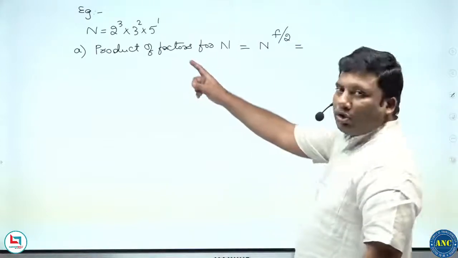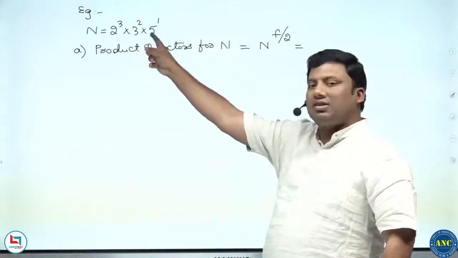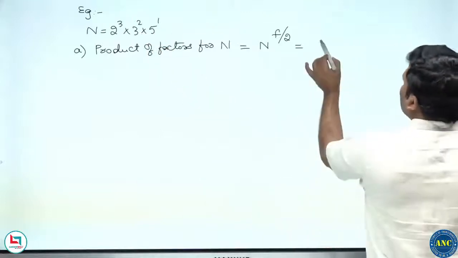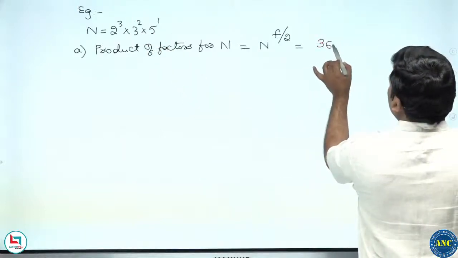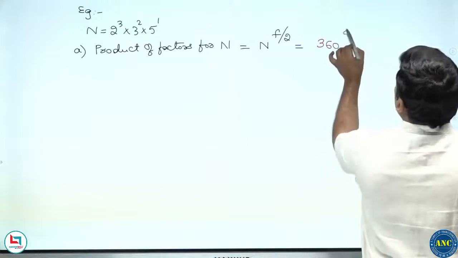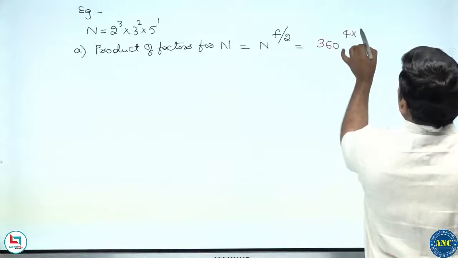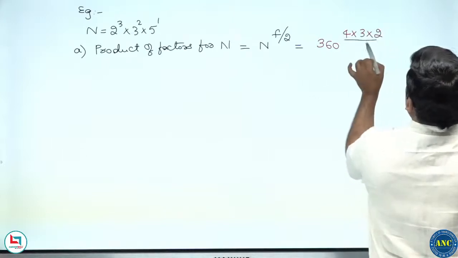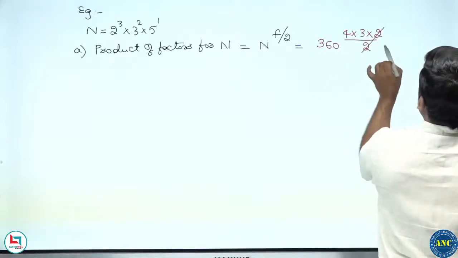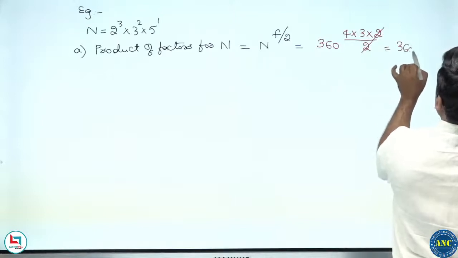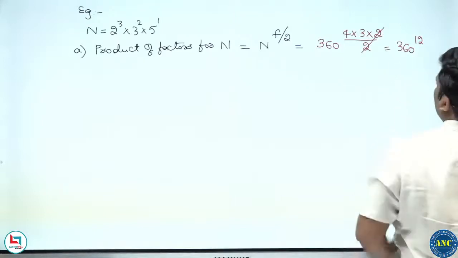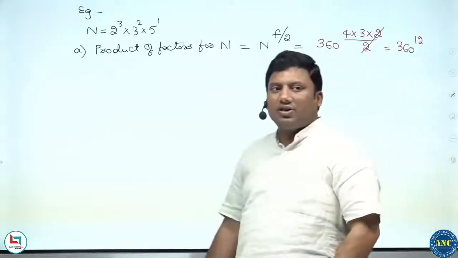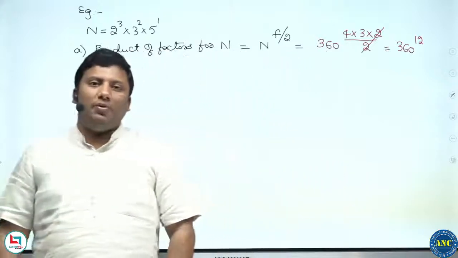Number is 2 cube, which is 8. 8 9s are 72. 72 5s are 360. Number is 360. Number of factors: 0 to 3, 4 cases; 0 to 2, 3 cases; 0 to 1, 2 cases. 4 into 3 into 2 by 2. Answer for this question is 360 power 12.